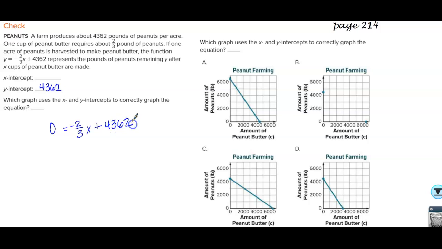Oh, I feel a need for a calculator here. Let's see. Well, right away I can eliminate b because then you draw a line. That can't be right. Plus, I know that the y-intercept is 4362, so it's got to be one of these two down here. All right. The question is, when do we run out of peanut butter? So we could add 2/3 x to both sides. Now, I love fractions as well as the next person, but there comes a time when even I say, let's go for the calculator because I really don't want to work with this big of a number.